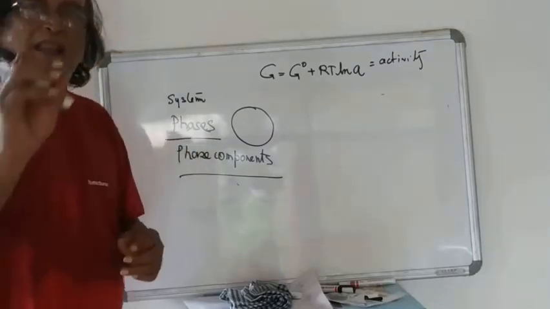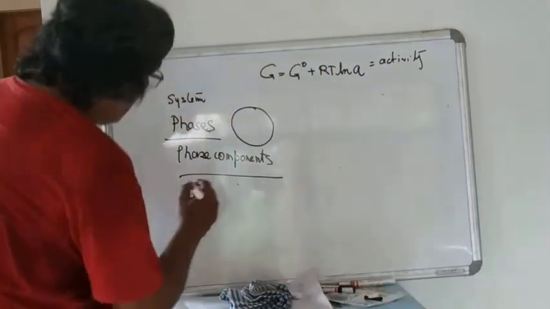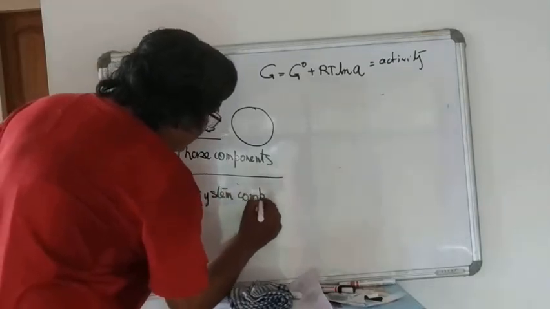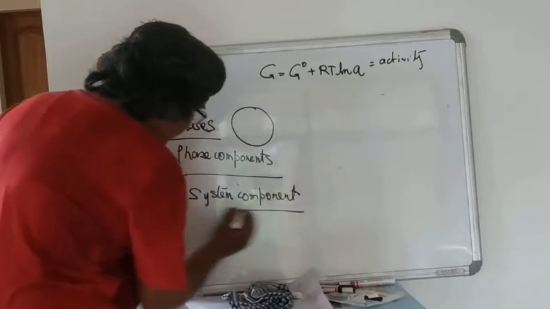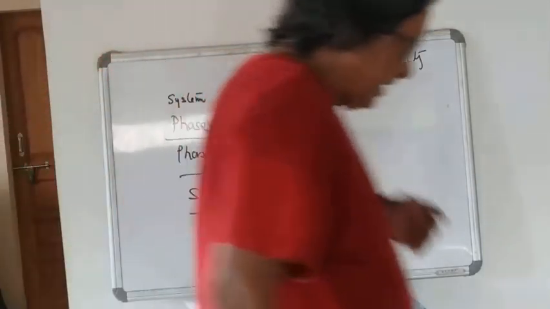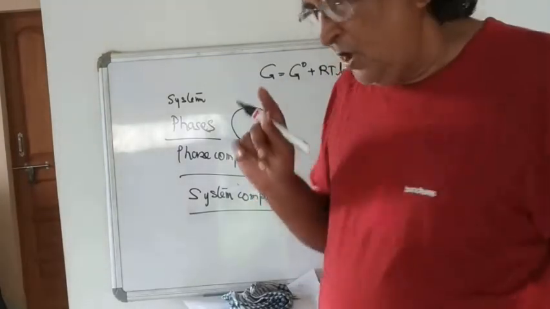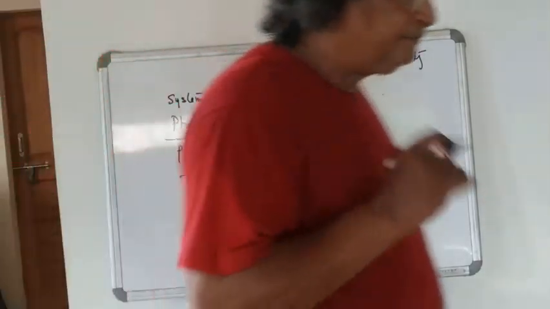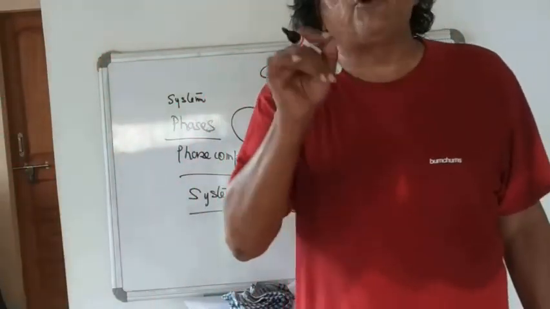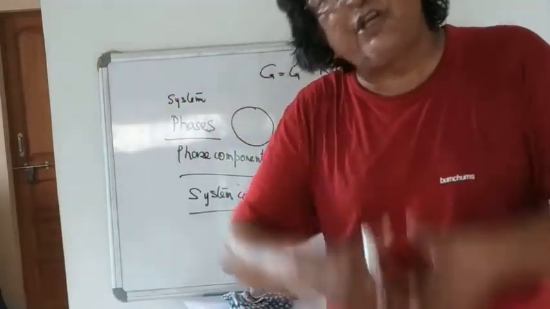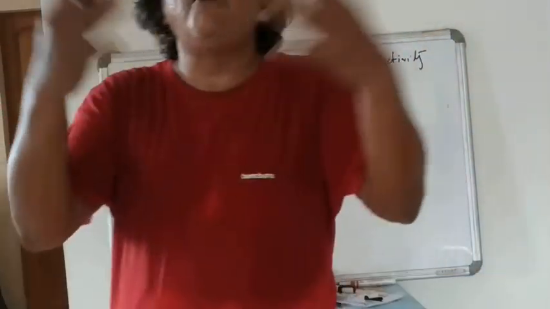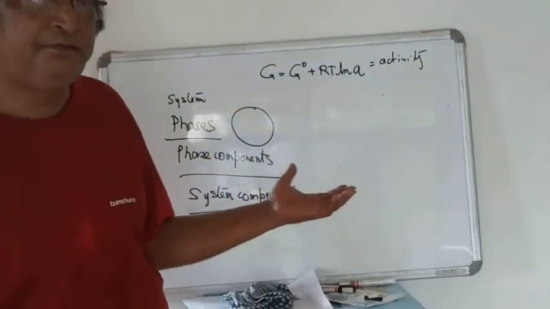After this, we have one last thing before we move on. One is called system component. Now, you write down the definition. What is a system component? It is the minimum number of components, chemical components, that describe the composition of the system, which is a geological system.